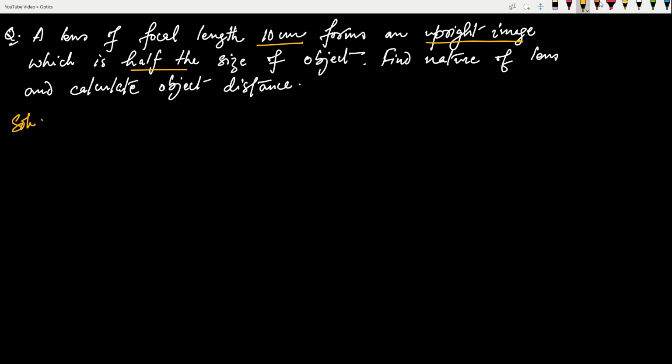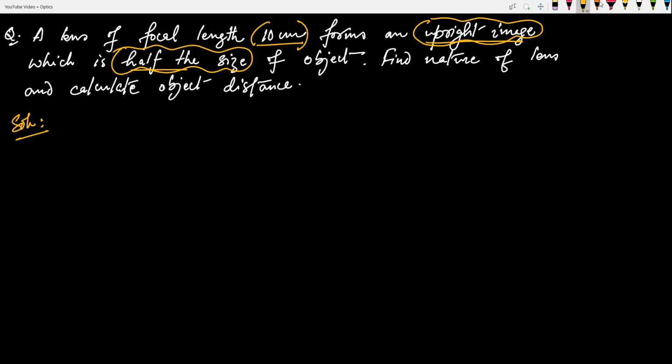So you can see in this question, it's not said whether the lens is a concave lens or a convex lens. Therefore you cannot say whether the focal length will be positive or negative because we don't know which lens is used. So we need to understand how to decipher which lens it is. One of the clues given in the question is that the image formed is upright and the size is half. From these two clues we can find out whether the lens is a concave or a convex lens.